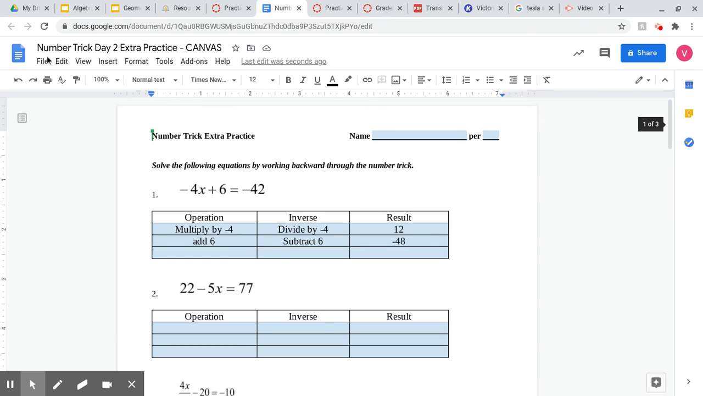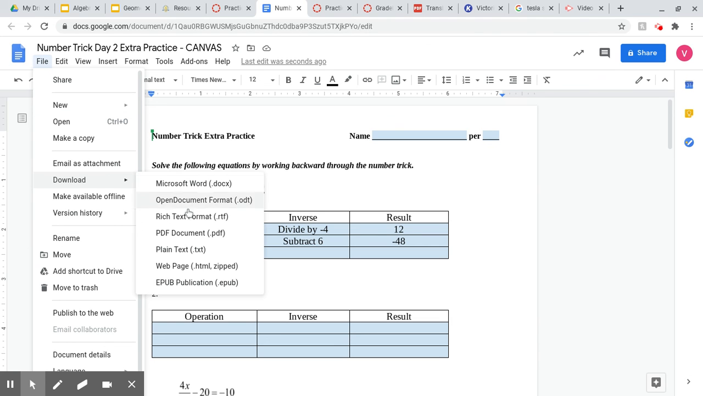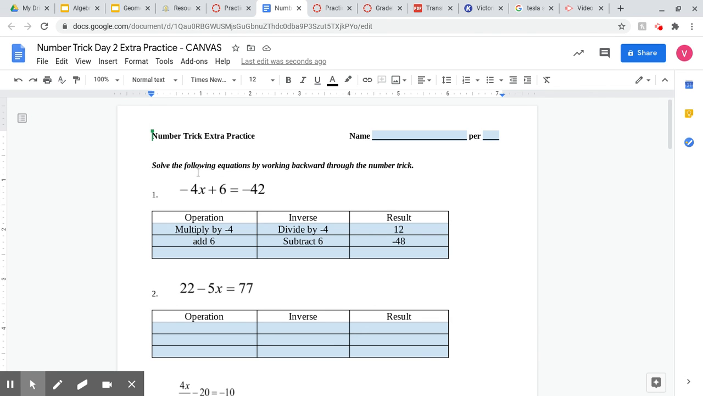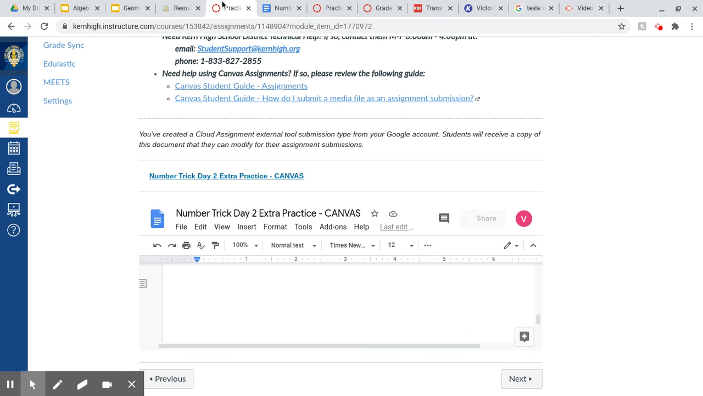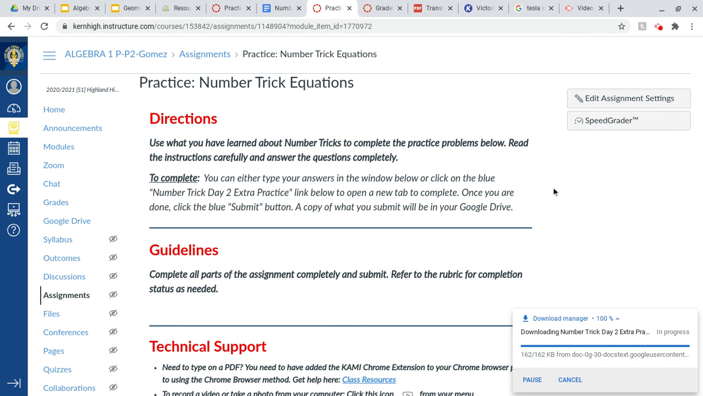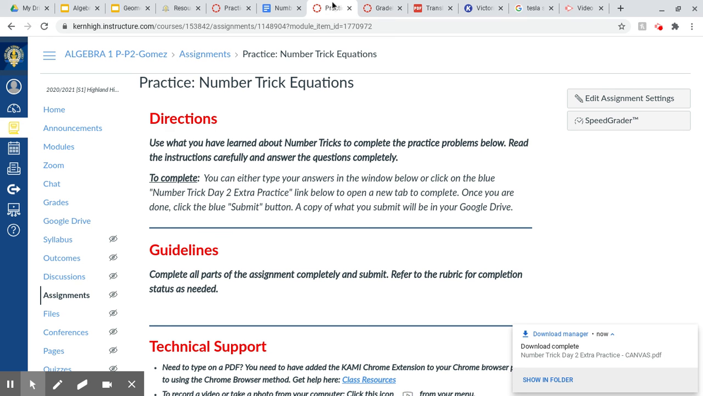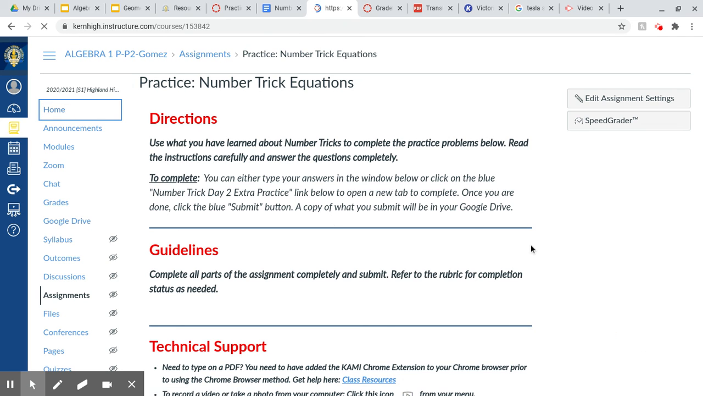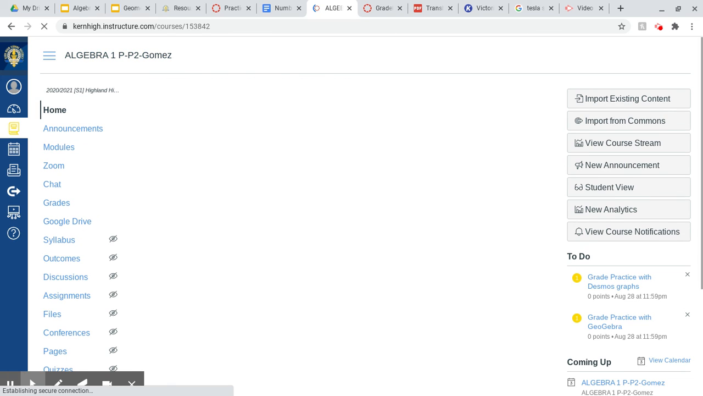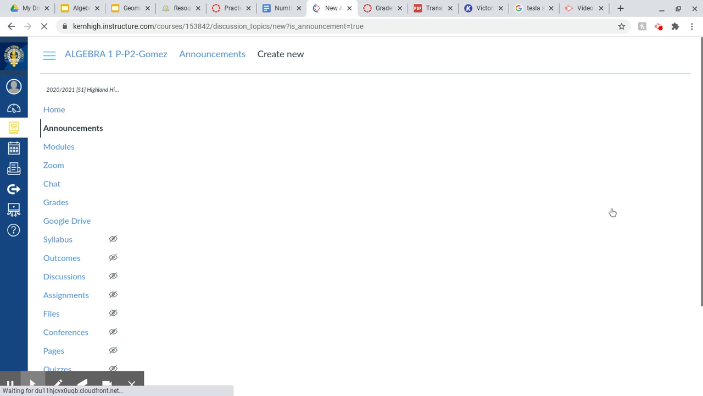When you're done with all 8 problems, you're going to go File, Download as a PDF, and then, oh my goodness, let me get to the right one. Sorry guys, I've got to put this in student mode so you can submit.